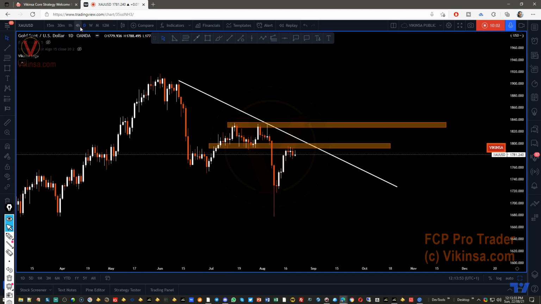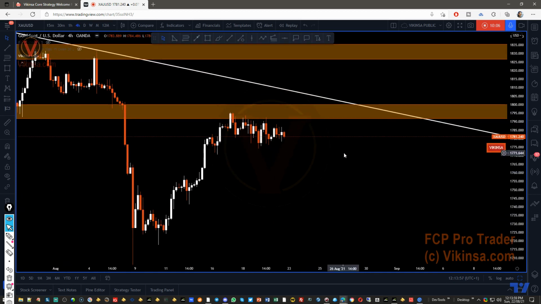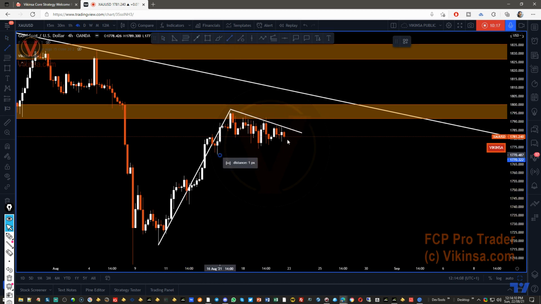Another way of looking at it is, if I go to the 4 hour time frame, as I said, this is kind of a channel as well, or you can say it's a flag. It depends on how you interpret it, because these are all subjective. So we have something like this that's happening right now. So we can expect a breakout very soon.